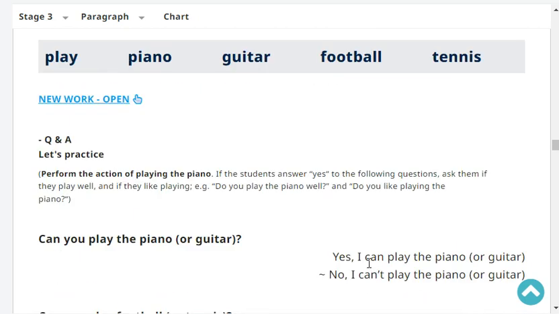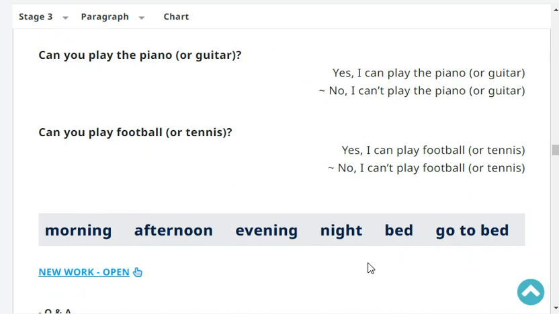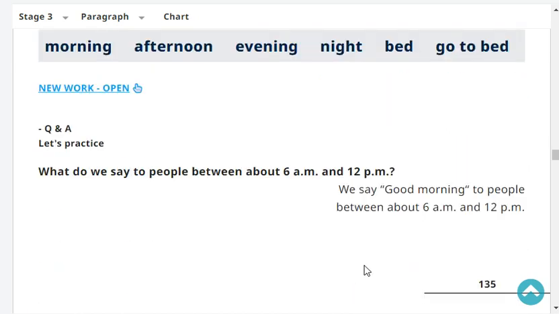Oh, very expensive. Okay, can you play the piano? No, I can't play the piano. Can you play tennis? Yes or no? Yes, I can play tennis. Very good. What do we say to people between about 6 a.m. and 12 p.m.? We say good morning to people.